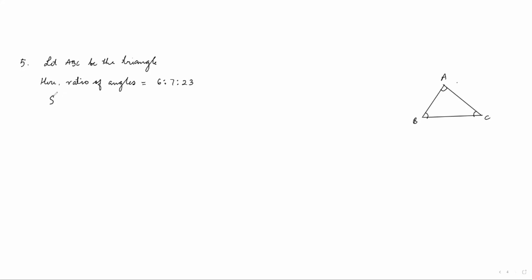Sum of ratios: 6 plus 7 plus 23. 6 plus 7 is 13, 13 plus 23 is 36. And therefore, first angle A equals 6 by 36 of the total, the sum of angles, 180 degrees.